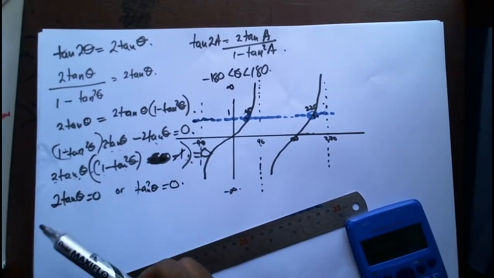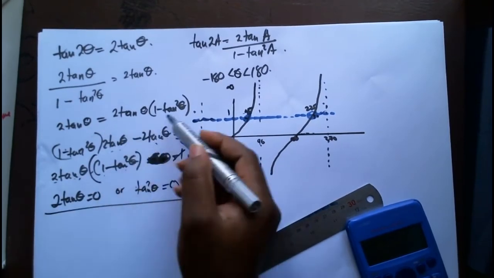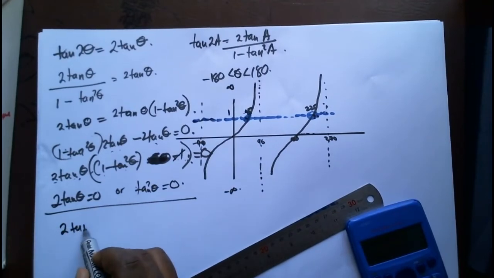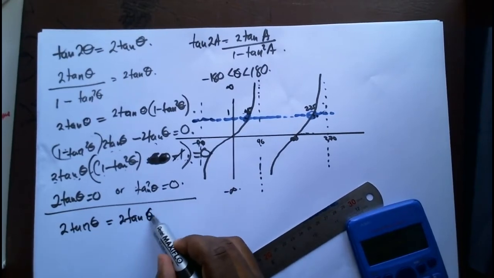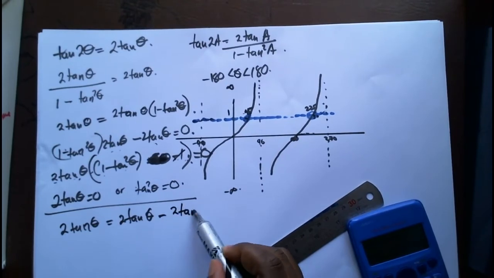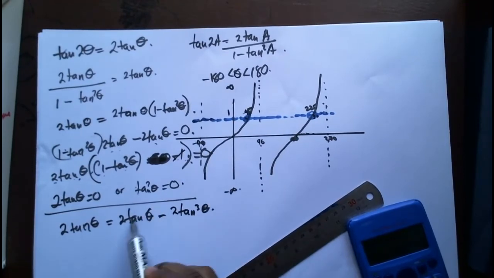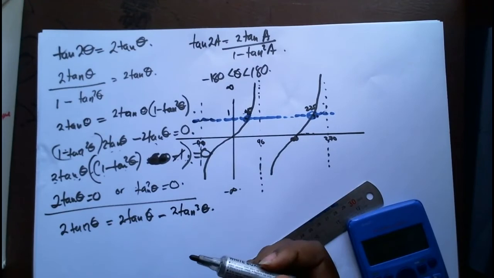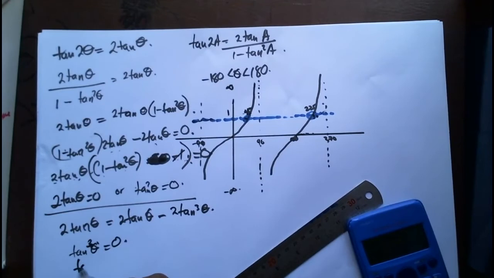Let me just check if we did not make a mistake. We can easily expand it if you are not sure. So this becomes 2 tan theta is equal to 2 tan theta minus 2 tan to the power 3 theta. This one and this one, they cancel out each other. So we have tan to the power 3 theta is equal to 0. So tan theta is equal to 0.